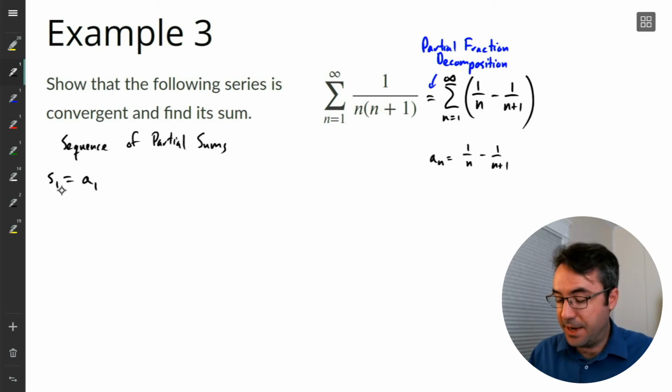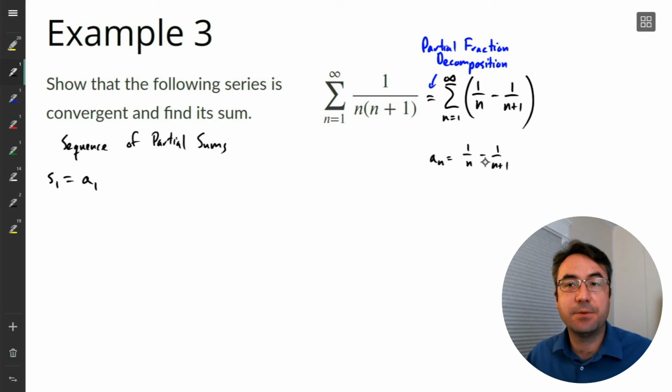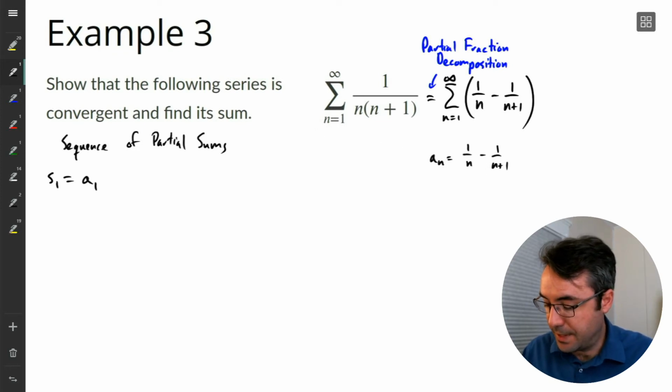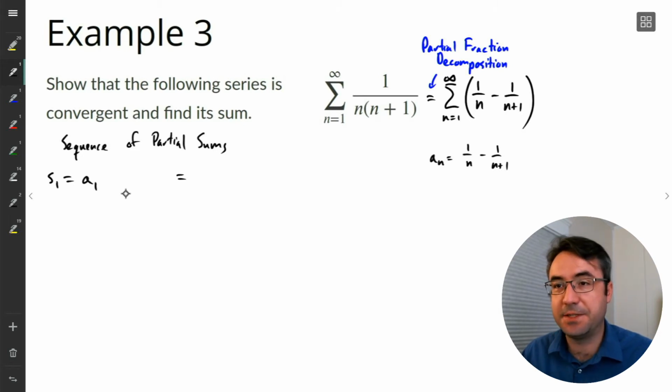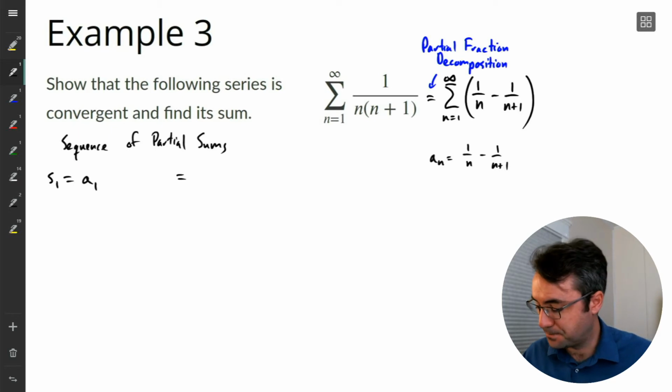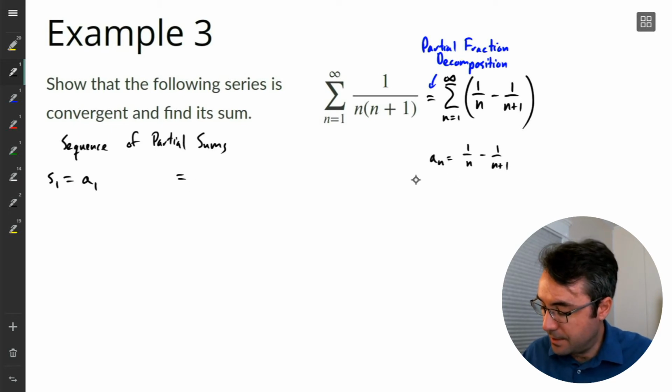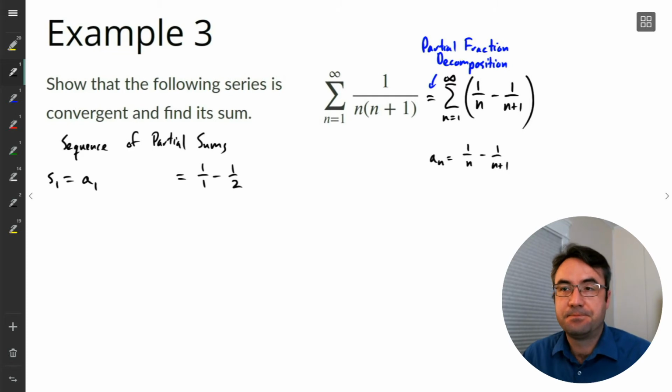All right, so to find S1, we just take the first term in this sequence, and we know we're starting with n equals 1. So what do we get? I'm going to leave a little space here because we're going to be doing other partial sums. So for a1, we're just plugging 1 into this formula, and we get 1 over 1 minus 1 over 2.